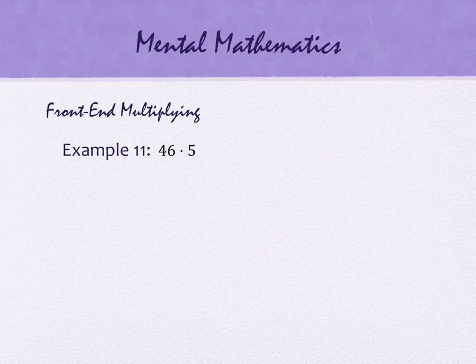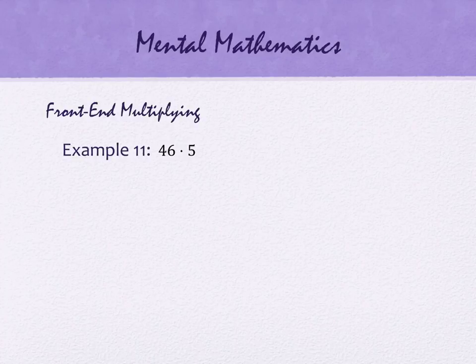So the first one we're going to look at is called front-end multiplying. Okay, so the way that front-end multiplying works, again, there's two components of what we're going to do. First, we're going to do mental mathematics, and I think then we're doing some estimation. Yeah, that's right. So we're finding exact answers. We're just finding the answers in our head. Okay, that's what mental mathematics means, not approximations. It means really finding the solution.